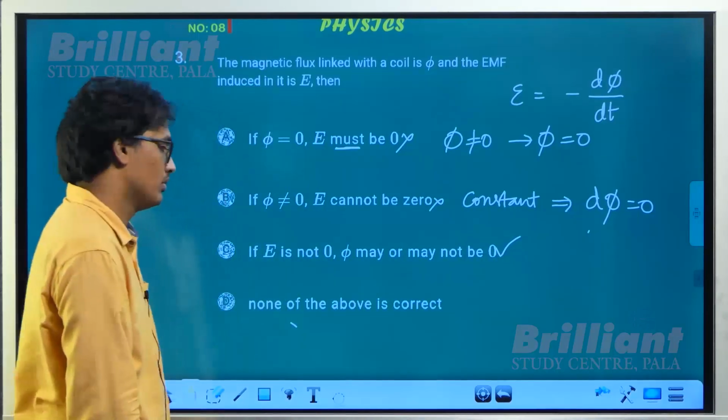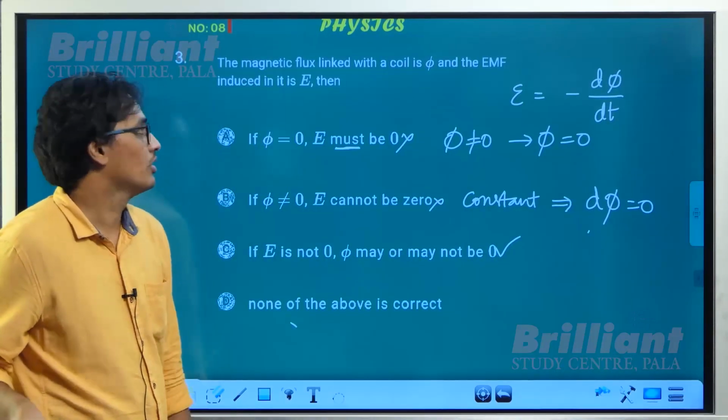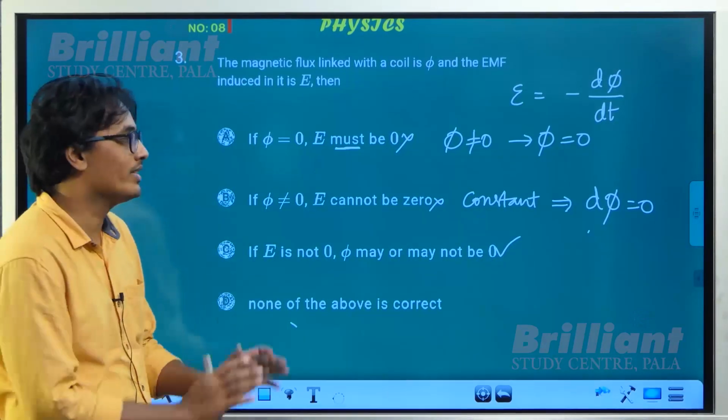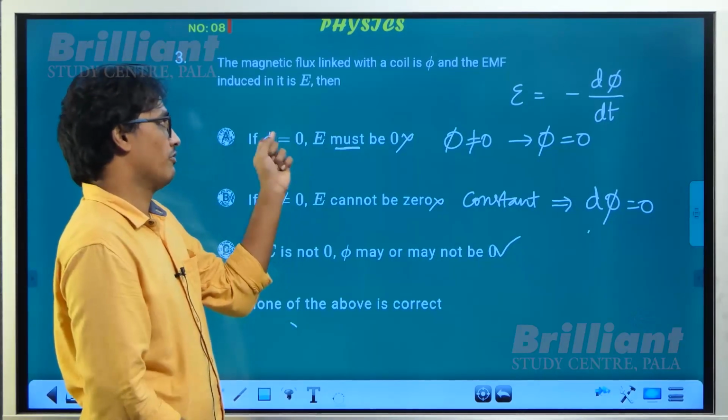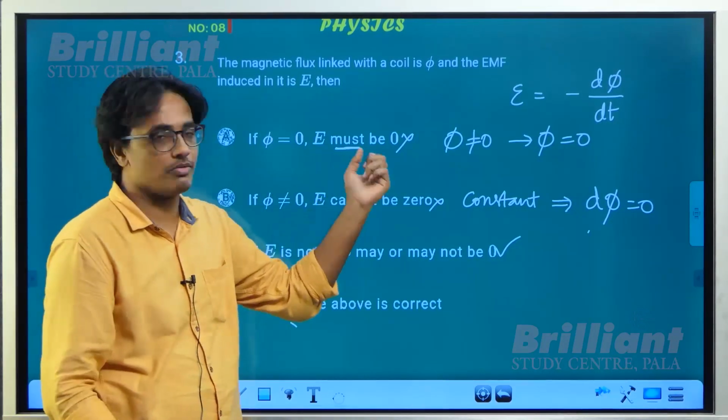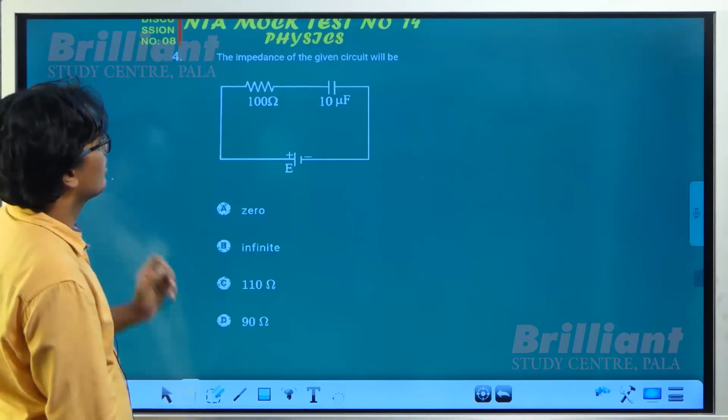None of the above. So the answer is option C. You need a change. So here flux is 0 doesn't mean EMF must be 0. Next, the impedance of this circuit.